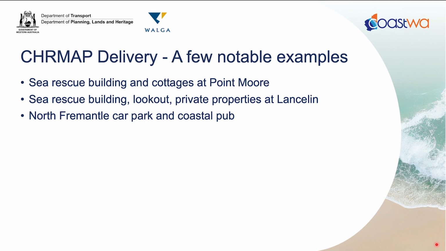That action was able to be taken because the CHRMAP was in place, and it enabled the local authority to say, yep, this is probably not the right place to return this asset once the beach accretes again. However, in a more complex state are some of the private properties at Lancelin. So they are also impacted by these storms, and in particular last year's run of quite significant storms. And a number of private properties, including the pub, have lost coastal frontage.